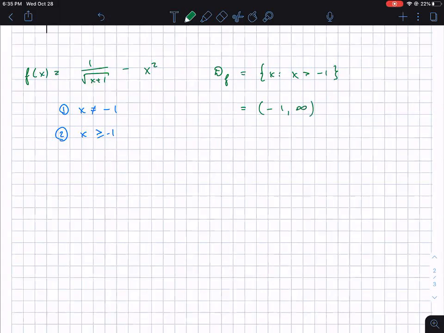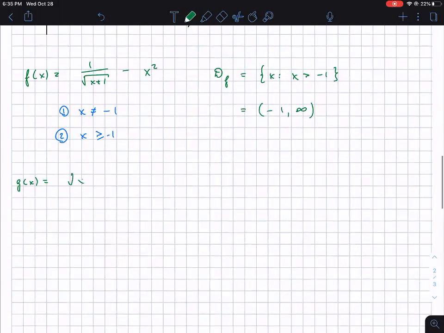Is that okay? All right, cool. Now let's do another one. Let's say g of x is equal to... okay, hopefully people can figure out this one.